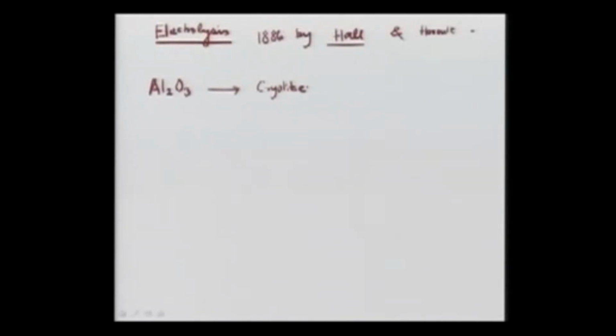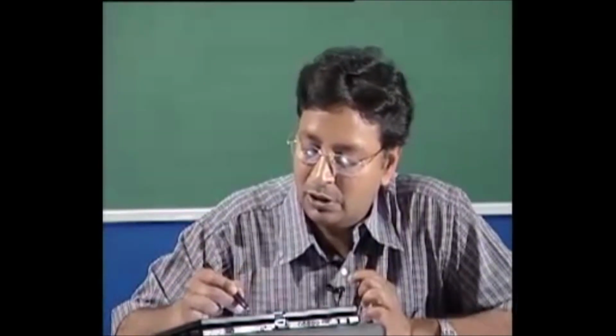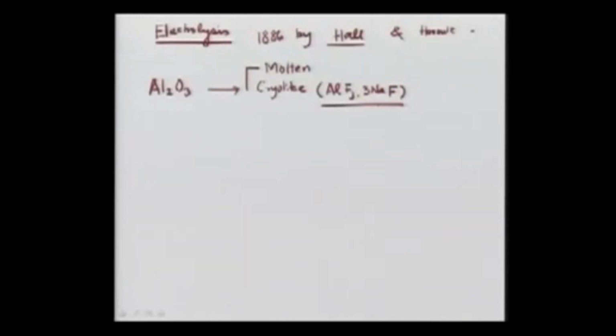And what is cryolite really? AlF3.3NaF. This is the cryolite. They said if they could dissolve Al2O3 in cryolite, or rather molten cryolite, then when something is dissolved in something, the electrolysis process can be used. So once the Al2O3 is dissolved in the molten cryolite, we can proceed with the electrolysis.